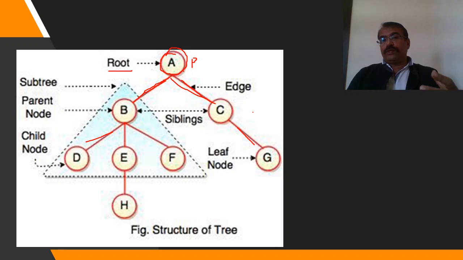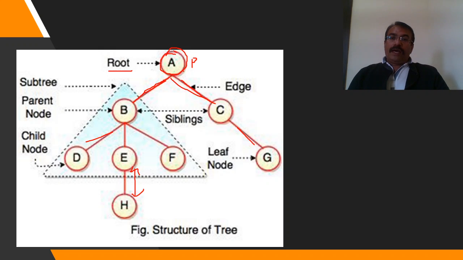In that manner we are going to store the data. So A is the parent of B and C, B is the parent of D, E and F, and E is the parent of H. In this way we are representing the nodes, and only then will it represent the hierarchy. So B is the child of A, E is the child of B and grandchild of A. In this way we are referring to this.